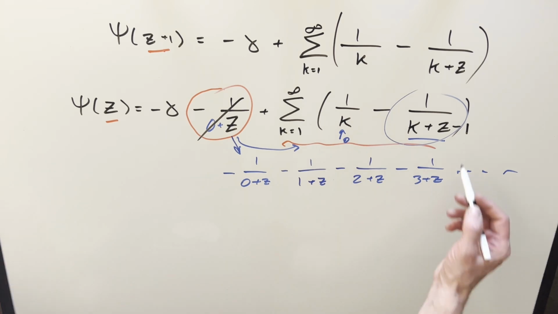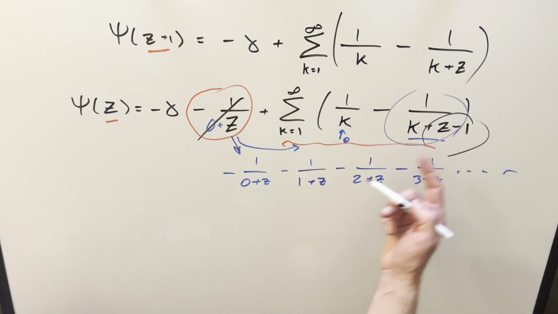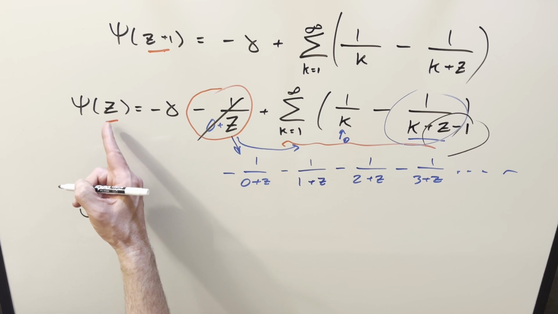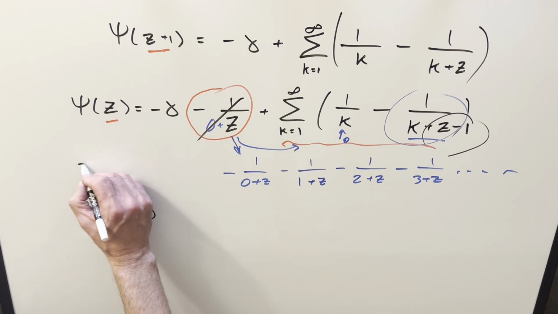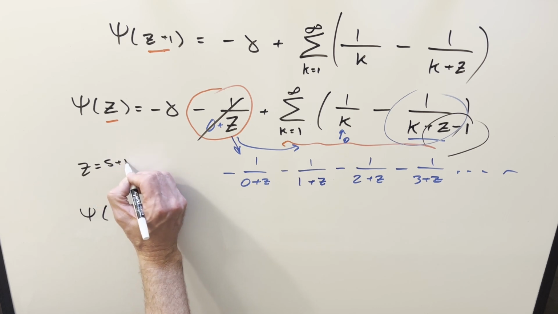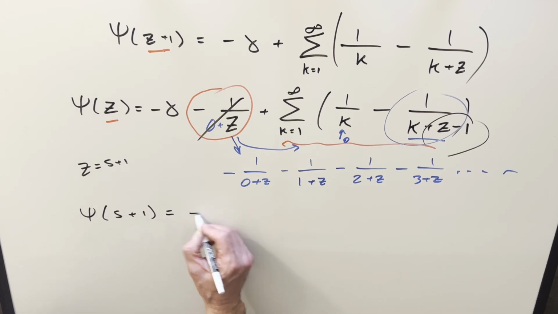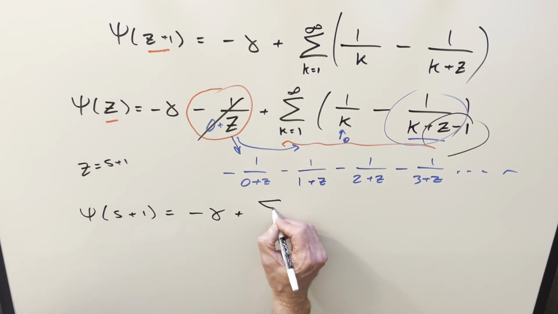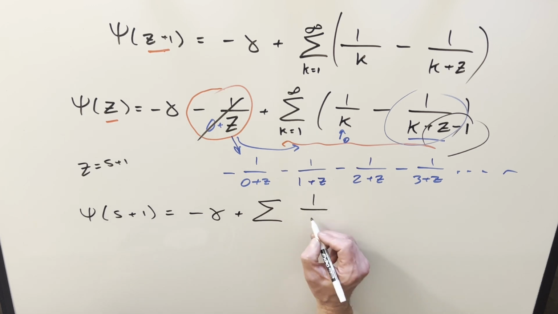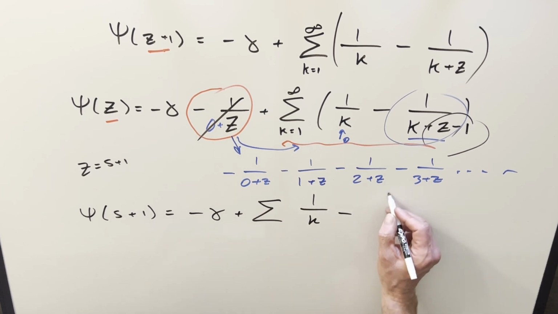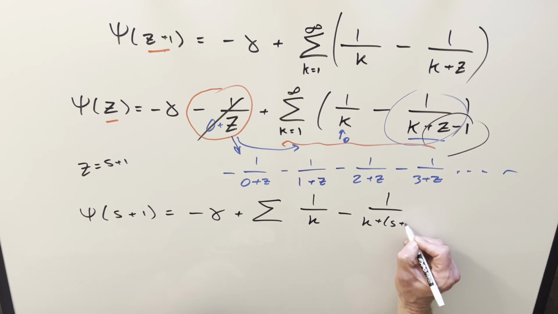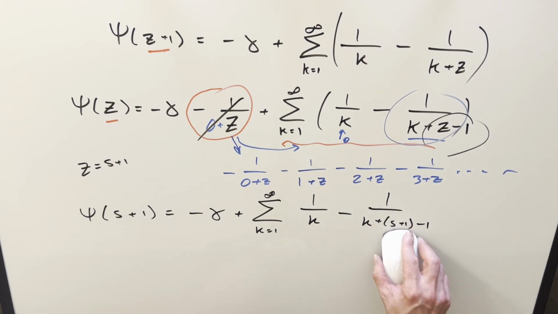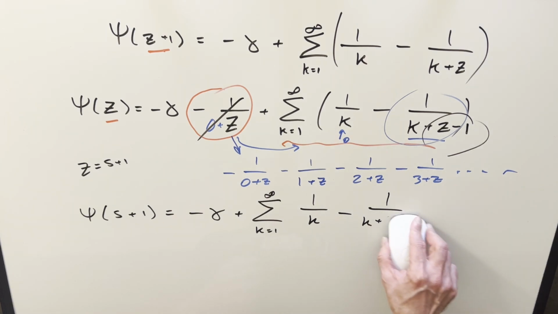And then from here, all I want to do is clean this up. I don't really want this minus 1 here. Let's plug in, let's do this as s plus 1. So we're saying we want to set z equal to s plus 1. Plug it in everywhere. We're going to have minus the Euler-Mascheroni constant, this sum. The 1 over k is not affected. Minus 1 over k, plug in s plus 1 here, minus 1. But then here, 1 minus 1, that's just 0. And so all this stuff I can just write as an s.